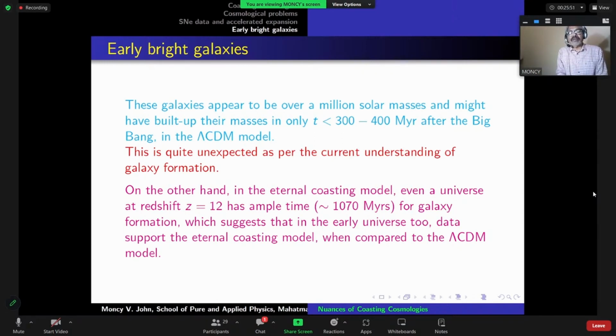If the same H0 value is used, on the other hand, in the eternal coasting model, even a universe at redshift z equal to 12 has ample time, that is 1070 mega years, for galaxy formation. And this suggests that in the early universe too, data support the eternal coasting model when compared to the lambda CDM model. I stop here. Questions are now welcome. Thank you all.